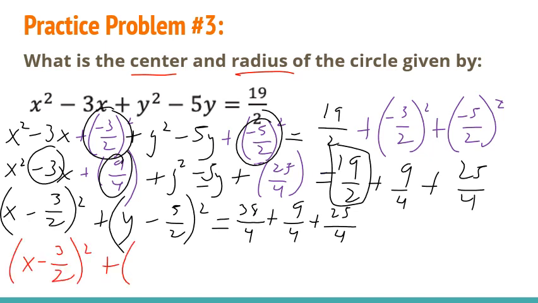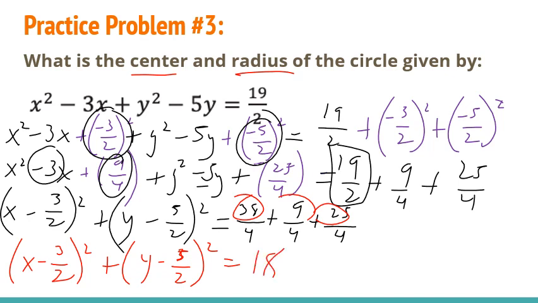I can actually see the center right now. But to get to our radius, let's simplify the right side. So add the tops, leave the bottoms alone. 38 plus 9 is 47 plus 25. That's going to give us 72 over 4. All right, and if we divide 72 by 4, that's going to give us 18.